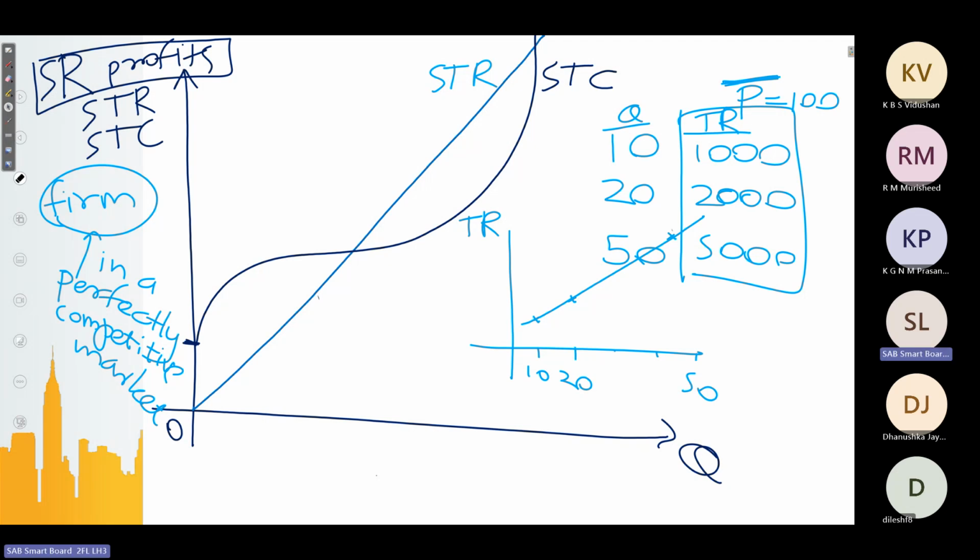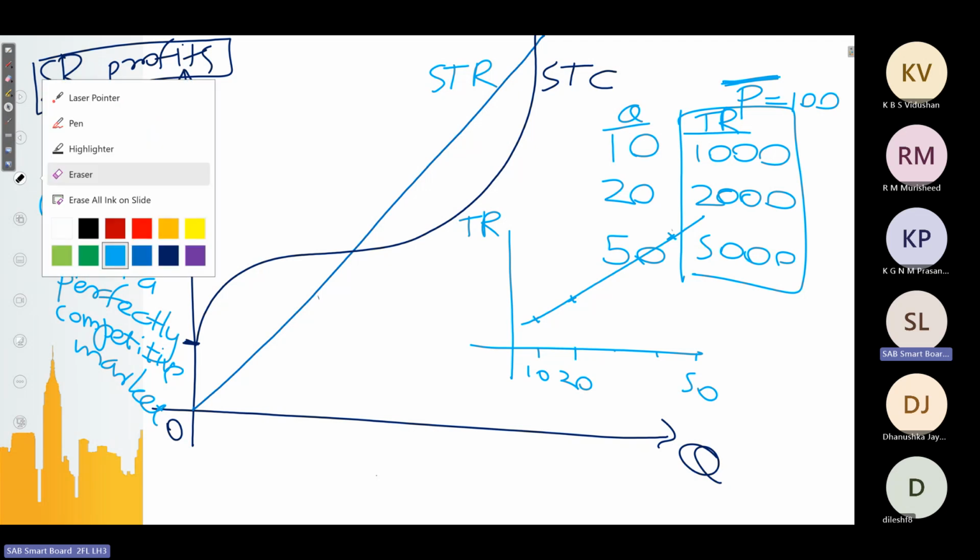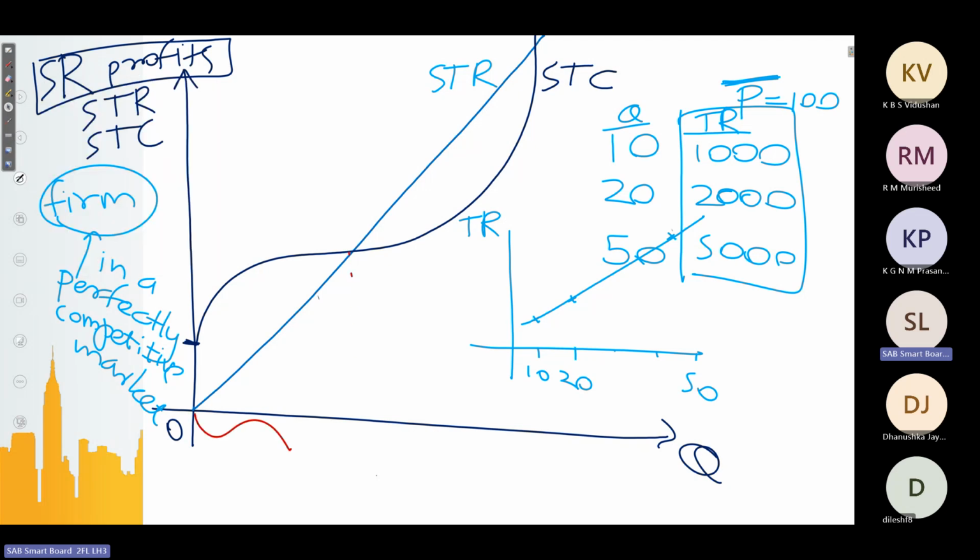So in this graph of short-run total cost and short-run total revenue, where do we find the maximum profit? Where is the profit maximized level? Where do we observe profits and where do we observe losses? Total cost is higher than total revenue here. So over this range, up to this point, we have losses because total cost is greater than total revenue.